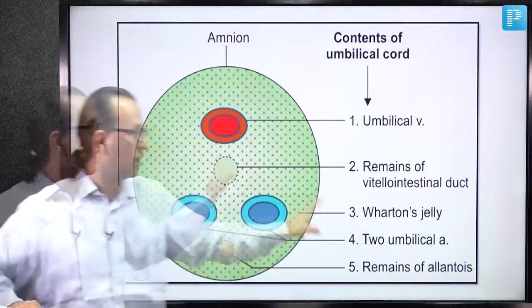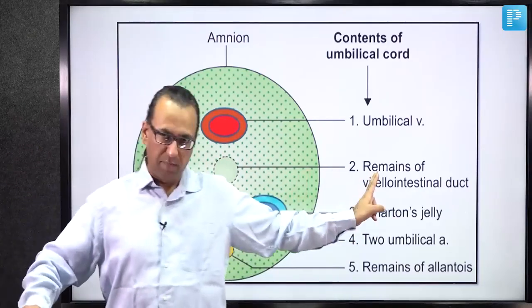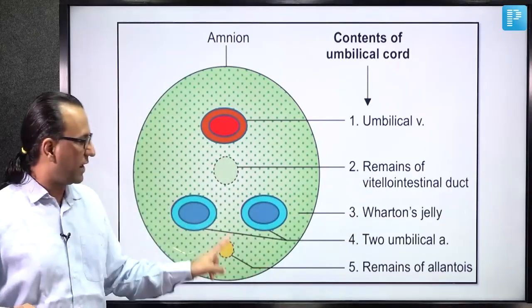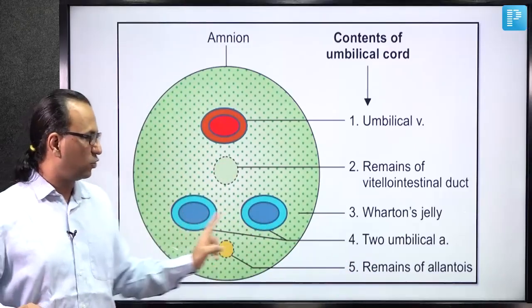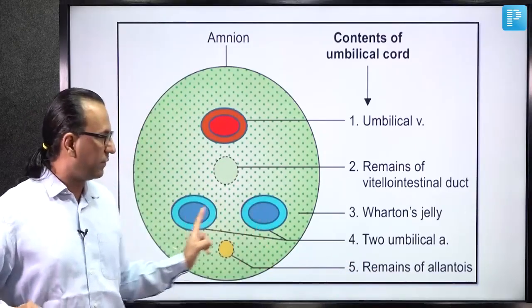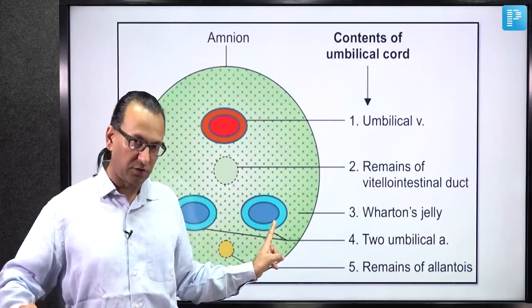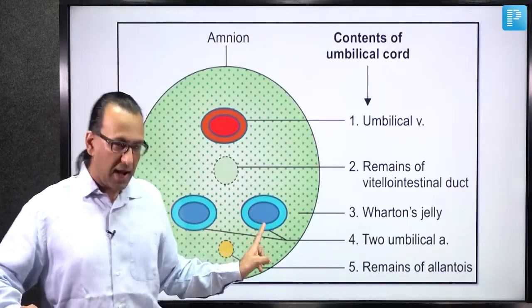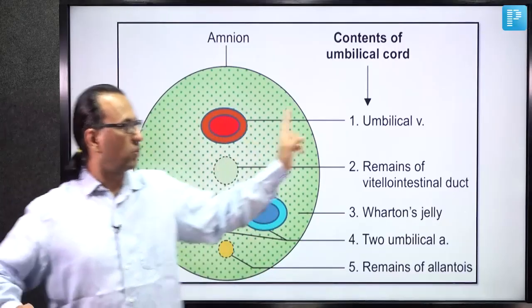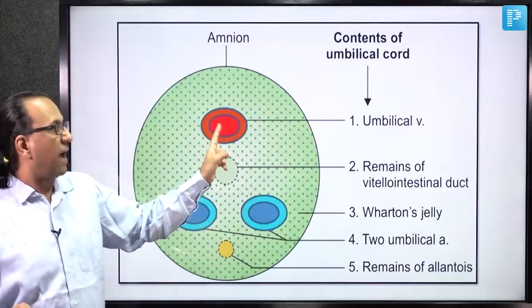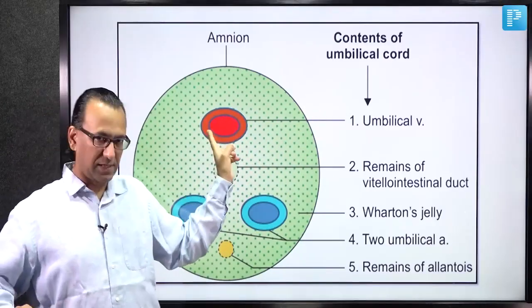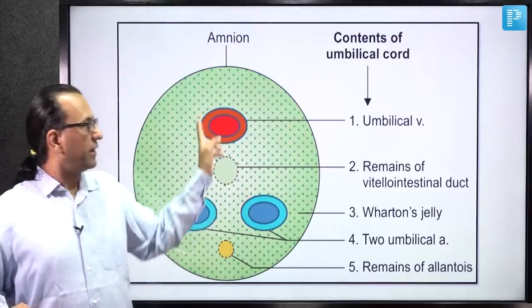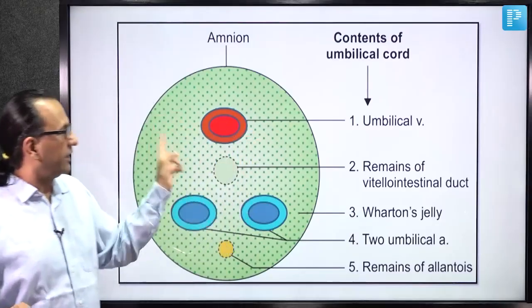And then we have the remnants of the vitelline intestinal duct, the midgut diverticulum, and remnants of the allantois, which is the hindgut diverticulum. And along with that, there are two umbilical arteries which are shown in blue color because they have less oxygen, deoxygenated blood. And then this is the left umbilical vein, which is shown in red color because it has a high concentration of oxygen coming from the mother, the placenta, towards the baby. Only the left umbilical vein is left and the right is regressing.